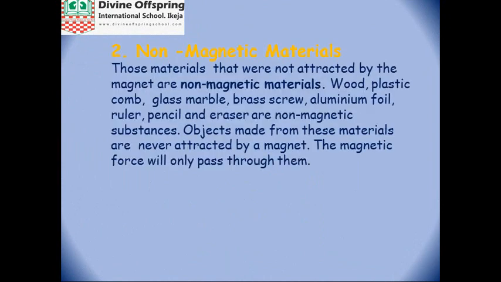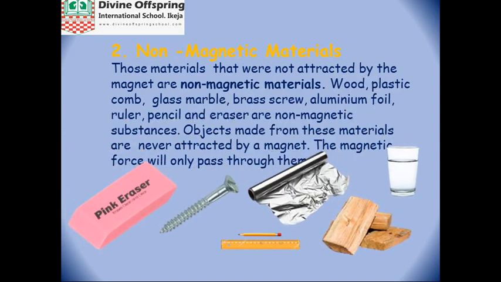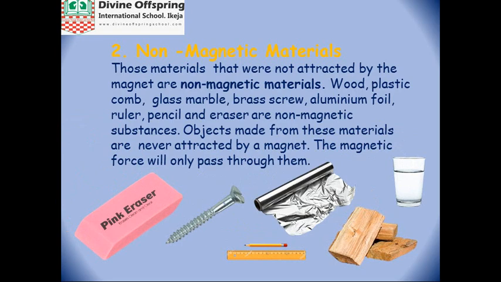Next is the non-magnetic materials. Those materials that were not attracted by the magnet are called non-magnetic materials. Wood, plastic comb, glass marble, brass screw, aluminium foil, ruler, pencil, and eraser are non-magnetic substances. Objects made from these materials are never attracted by a magnet. The magnetic force will only pass through them.